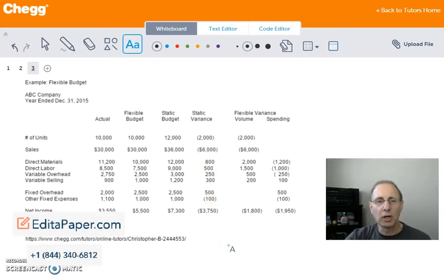So this gives you a look at the differences between the static and flexible budget, how to create the flexible budget, and then do your variance analysis, comparing your actuals versus budget and breaking the variance down between a volume and spending variance.